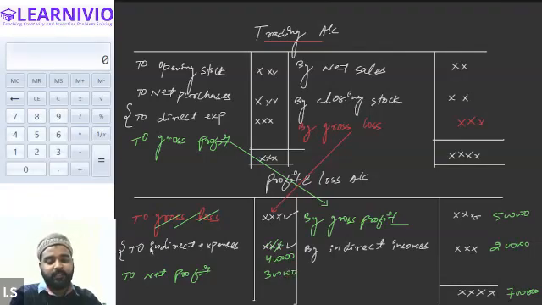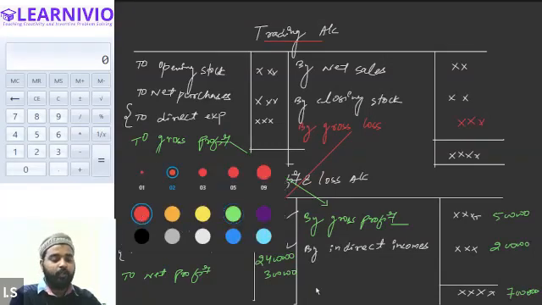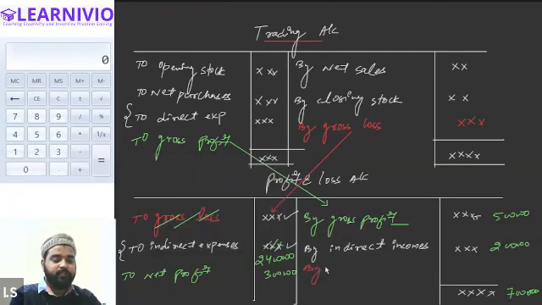And if, let's say, on this side the value is 17 lakh and on this side the value of indirect expenses is 24 lakh, then in that case we will have a loss. If there is a loss, we will record it on the credit side of the profit and loss account. So the net loss will be on the credit side. Whatever the value of the loss, it will be recorded here.